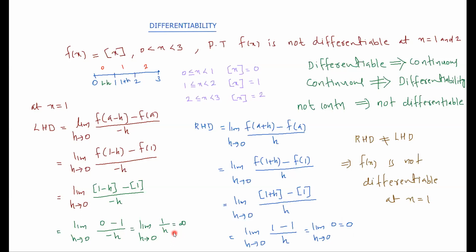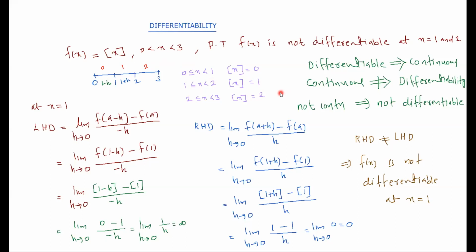At every integer, in general, if you take any integer a, the left hand derivative will be infinity and the right hand derivative will be 0. So at integer points, this is different. They are asking only between 0 and 3. Between 0 and 3 there are only two integers, 1 and 2. That is why at 1 and 2 it is not differentiable. And this can be proved for any integer.